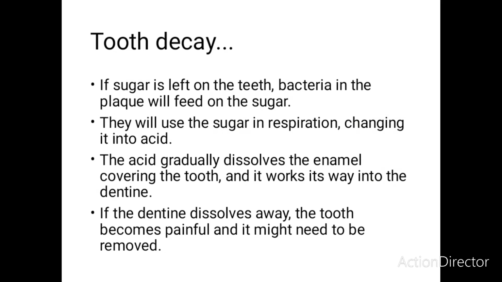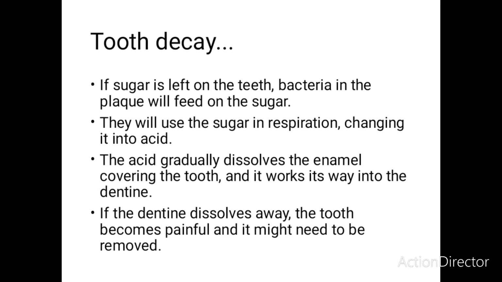If sugar is left on the teeth, the bacteria in the plaque will feed on the sugar. So the bacteria use the sugar during respiration, and during this process, it changes the sugar into acid. So the acid gradually dissolves the enamel, which is the outer covering of the tooth, and it works its way into the dentine. And the dentine dissolves easily, and if the dentine dissolves away, the tooth becomes painful and it might need to be removed.